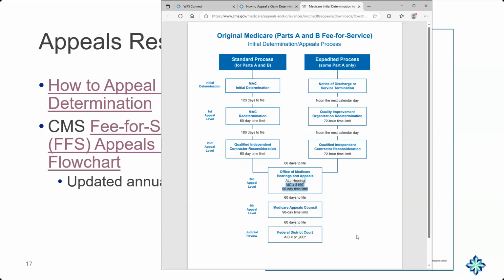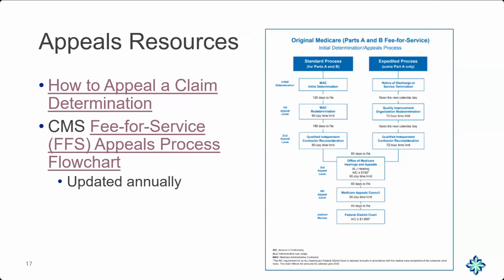didn't pay. Now, you can combine similar denials and submit them in order to reach that minimum threshold, that amount in controversy. You'll see here that the amount in controversy for federal district court, or a level 5 appeal, is $1,900. All right, that flowchart is updated annually. Be sure that you're looking at the bottom of that flowchart when it appears to see that the chart reflects the amounts for a particular calendar year. Just something to make note of as we get close to the new calendar year each year.